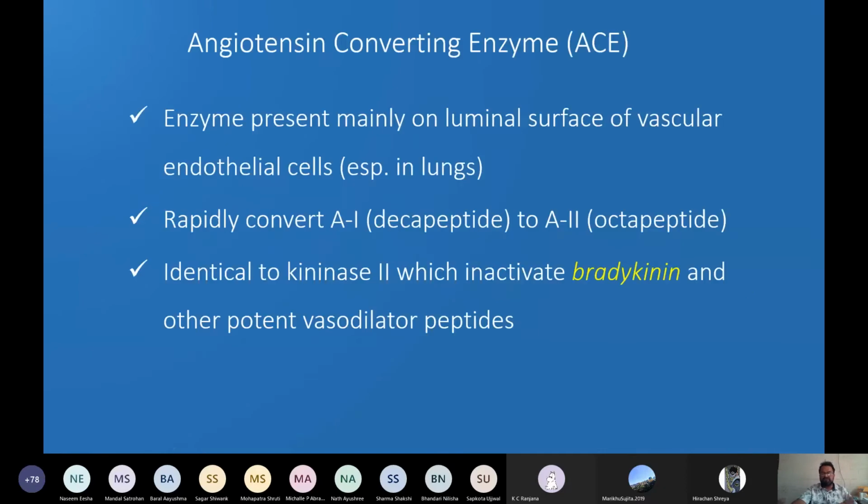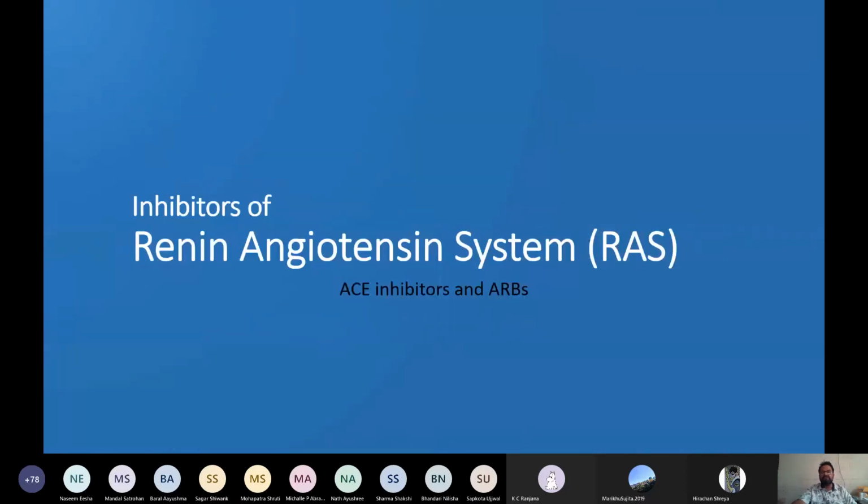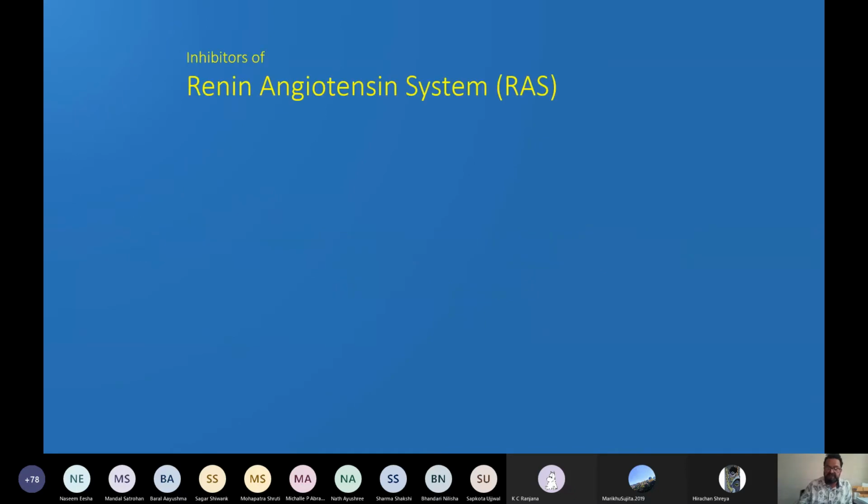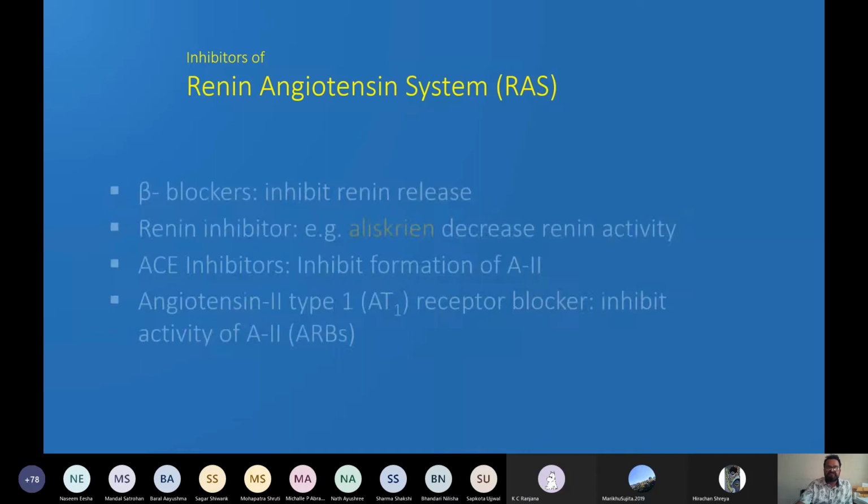So now this is just physiology. Now I'm going to talk about the inhibitors. We are talking about inhibitors of the system so that we can use these inhibitors of the system as antihypertensive drugs. Okay, so the renin angiotensin system.